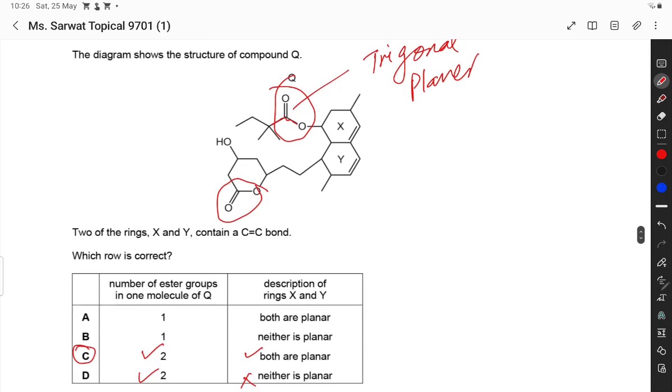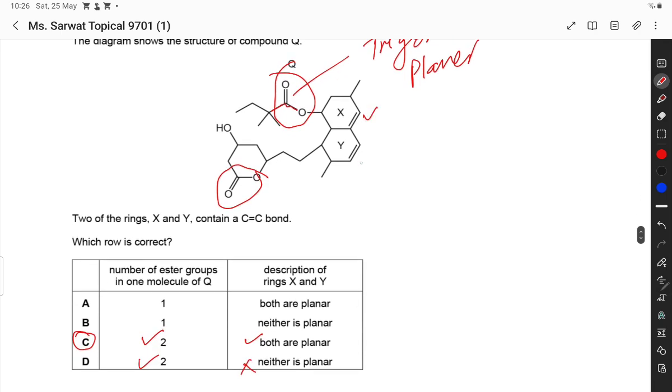Description of rings: in this ring there is a carbon to carbon double bond, in this ring no double bond. This oxygen forms a double bond with this carbon, so this is an ester group, C double bond O and O, and this is also an ester group. Two ester groups are present in this compound. And description of rings X and Y.